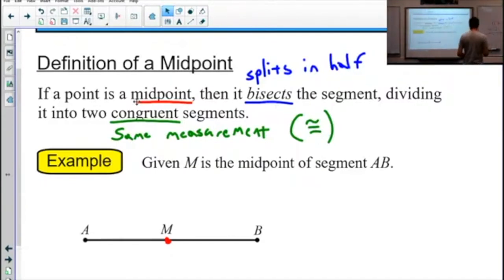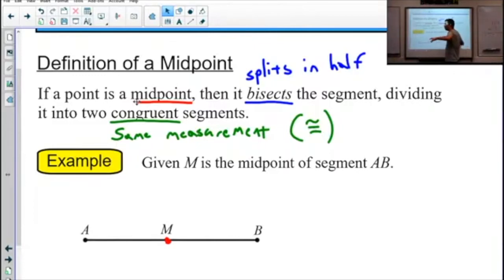Those are our three words that you need to know. Midpoint, a point exactly in the middle, and that's going to split the segment into two equal pieces. And what I mean by splitting in half, another word we use for that is bisecting. That's less important for now. But the main one is going to be congruent. Congruent means we have the same measurement. So those are words, make sure that you know them.